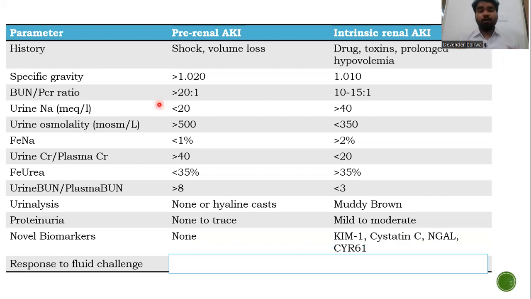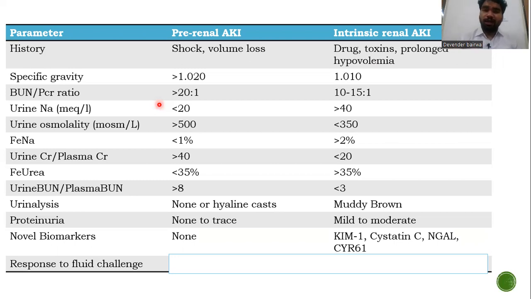There are no novel biomarkers for pre-renal AKI. But for intrinsic renal AKI, there can be increased concentration of kidney injury molecule 1, cystatin C, or NGAL. Cystatin C is a protein. NGAL stands for neutrophil gelatinase-associated lipocalin. And then CYR61 is a cytokine. All these can be increased.